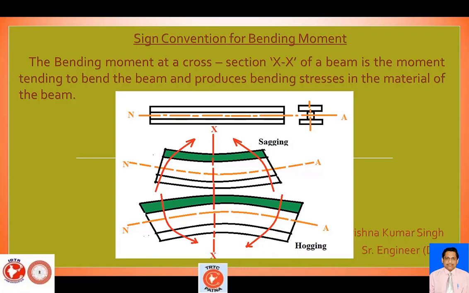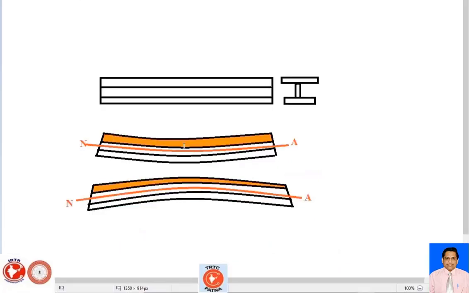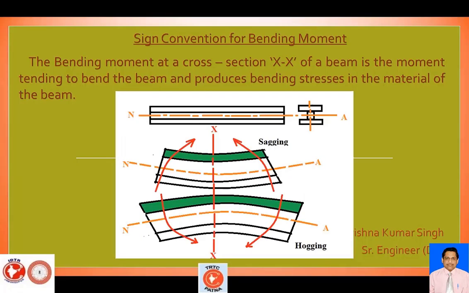So two things are there: one is sagging and the other is hogging. Basically, the bending moment at a section XX of a beam is the moment tending to bend the beam and produce bending stress in the material of the beam. So this is basically sagging and here is the hogging. Here I will draw the figure. This is the sagging and this is your hogging.